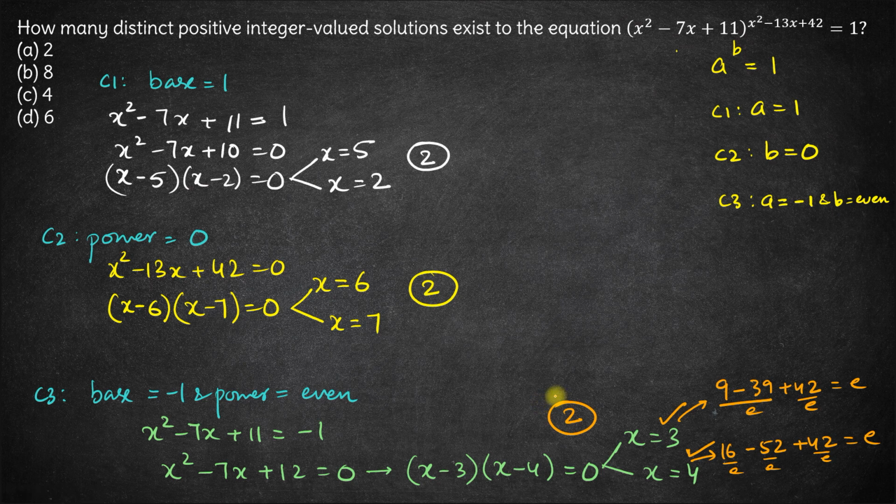So how many acceptable values do we get in total? How many distinct acceptable values? We have 2, 3, 4, 5, 6, 7. All of them are distinct. So you'll get a total of 6 acceptable values for x. Option D is the right answer. Thank you.